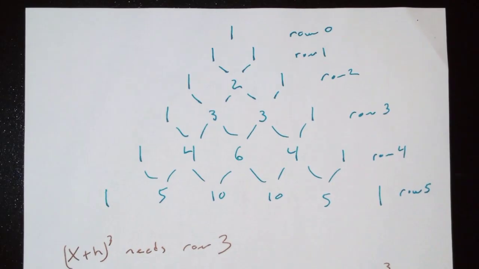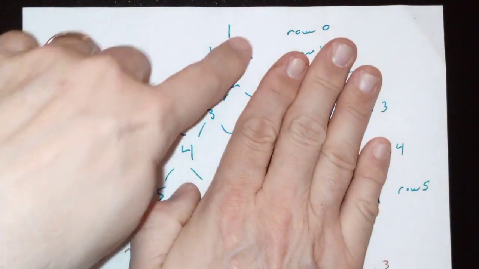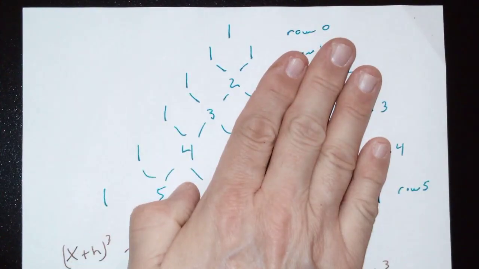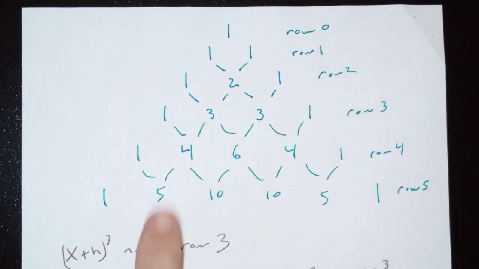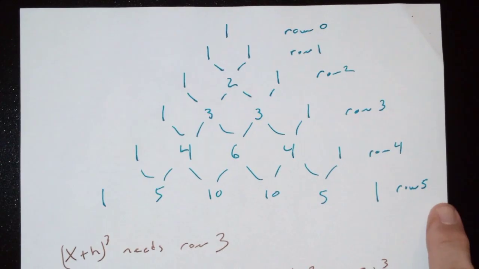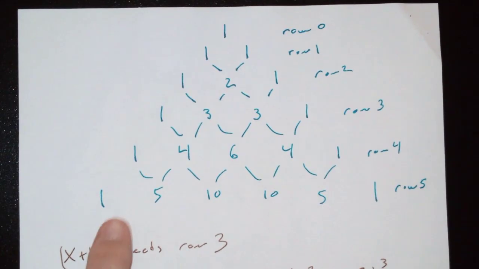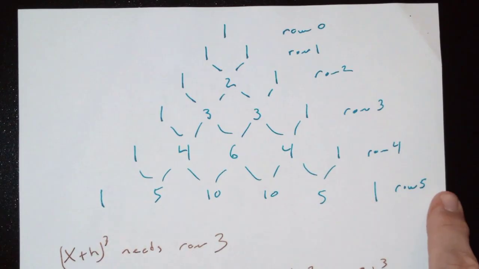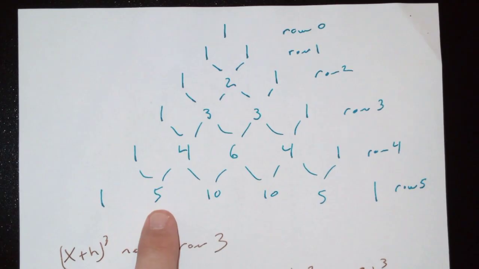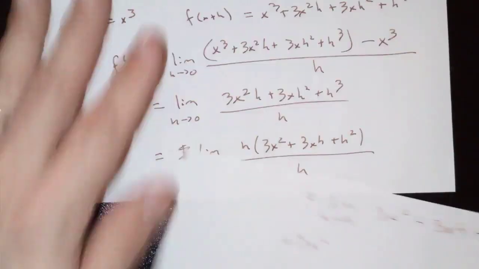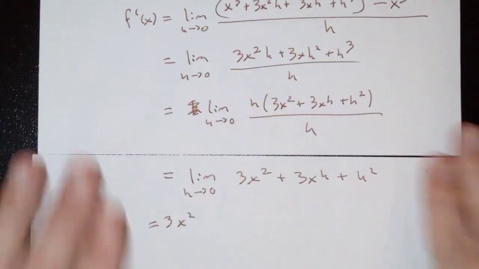The only thing that ever gets one and only one h is this number. And that's always the row number. This gets the highest power of x, which is the row number. What power of x does this number get? One less.